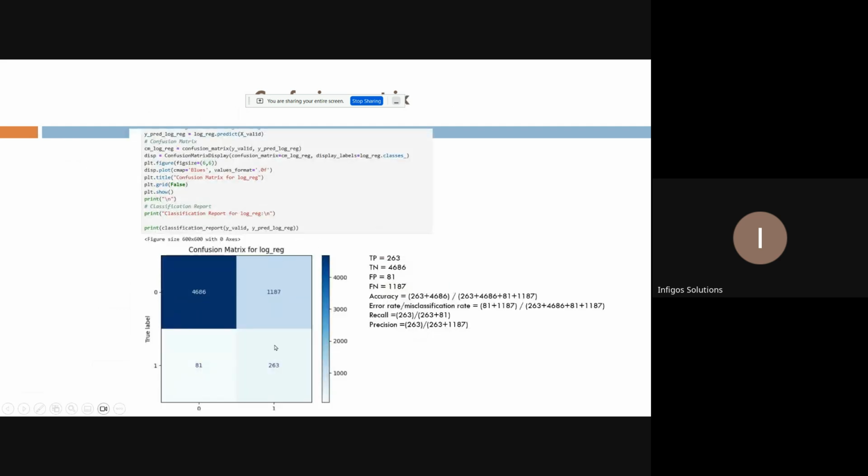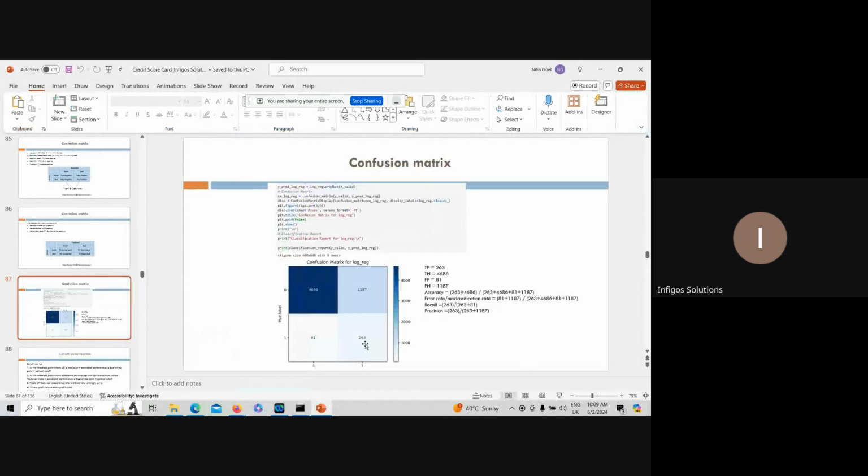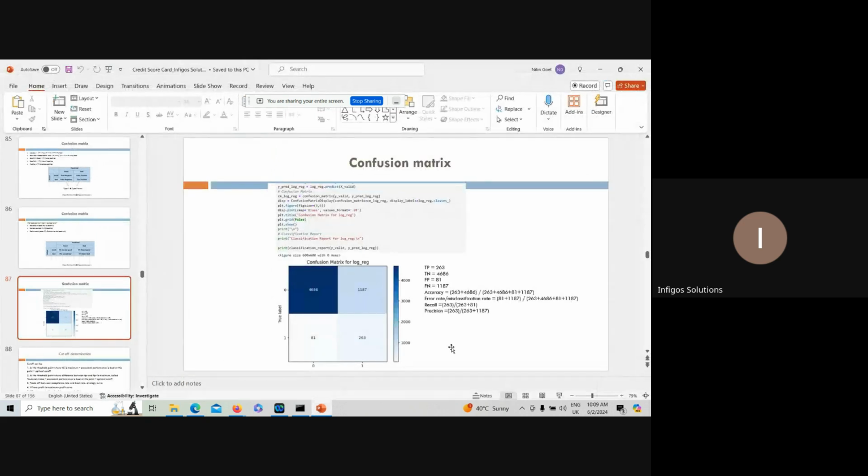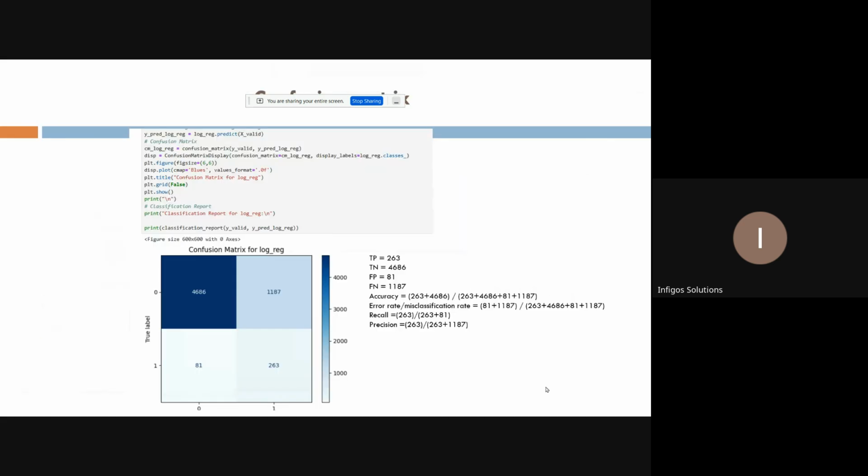So this is our matrix. You look here, 263 here, and 263 here. And we have done the calculation of accuracy. Accuracy is true positive, 263, and true negative, 4886. We sum them up, divide by the total of all. And then classification rate, we sum these two and divide by total.